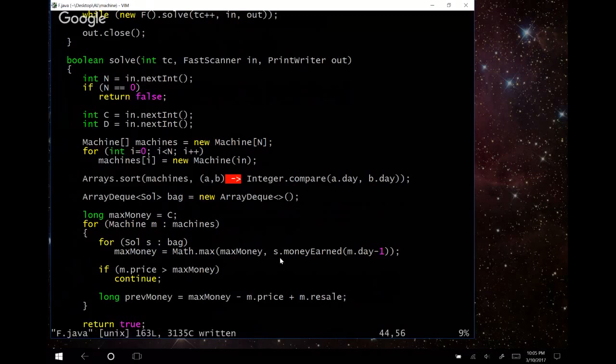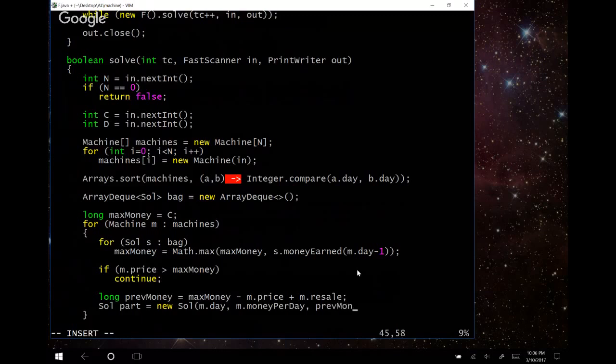Now, I don't get an advance on that money when I'm buying the machine. I have to make sure I still have enough money before paying. So you can't just read in the input and ignore price and only consider price minus resale. I actually need more information with that. That's okay. So what day am I on? That's the previous money.